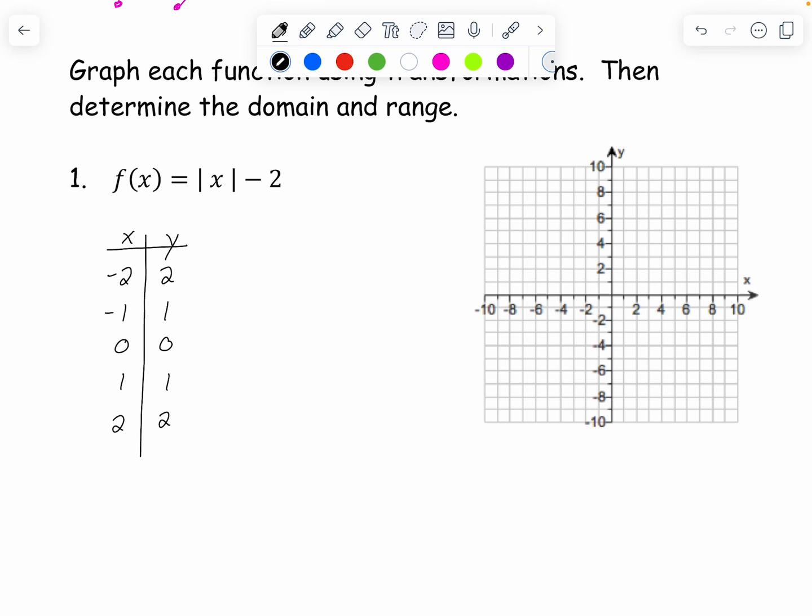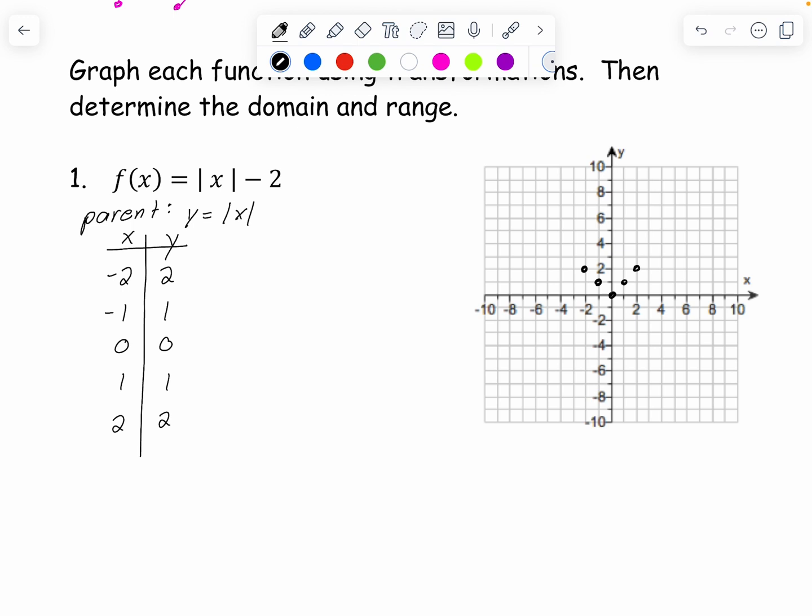So if I were to take those points, (-2, 2), (-1, 1), (0, 0), (1, 1), and (2, 2). And obviously we could continue those points on, but those are those basic parent function points. They give us our nice little V. Now we want to look at what it is that we're supposed to be doing. So we have our parent function, and we're going to go ahead and list that. Parent function is y equals absolute value of x.